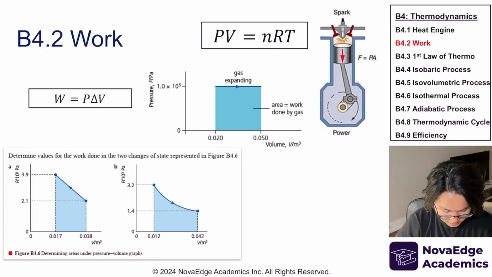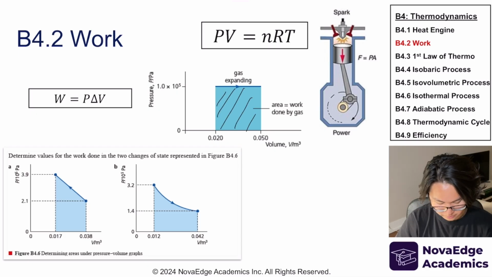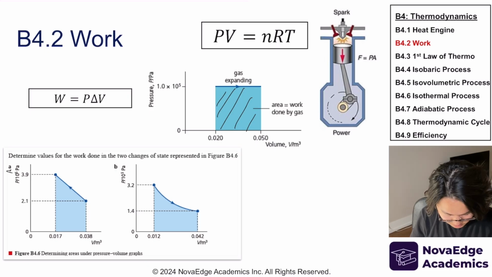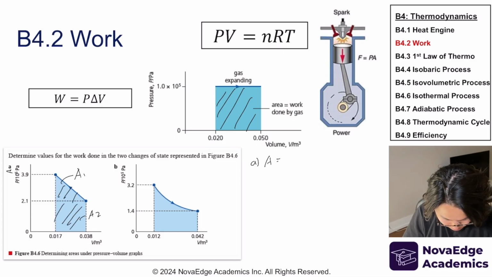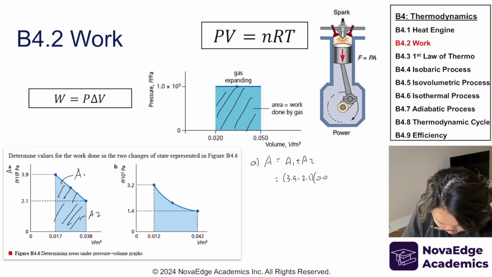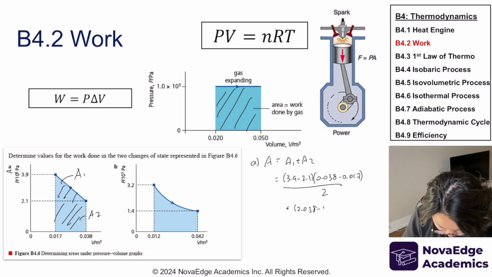And so let's do a basic example. It's going to correspond to the area underneath the curve, by the way, in a pressure versus volume graph. So as an example here, let's quantify how much work is being done in part A. In part A, the area is equal to, well, let me call this area A1. This is A2. So A1 plus A2, which is equal to (3.9 minus 2.1) times (0.038 minus 0.017) divided by 2, plus A2, which is just (0.038 minus 0.017) times 2.1.